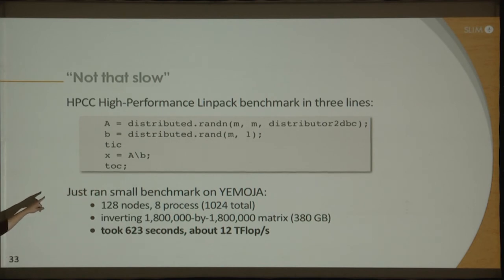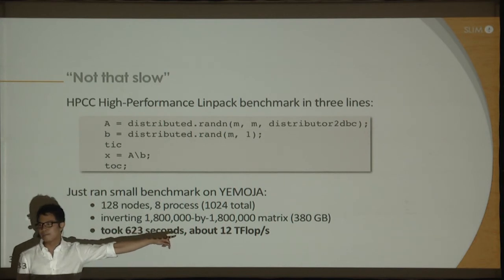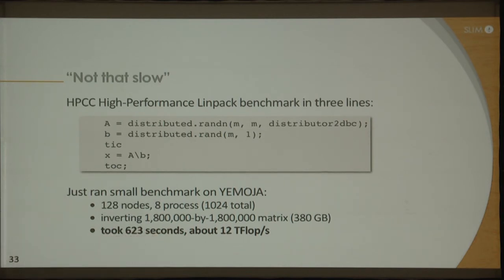That's it. And so I just did this afternoon, on a small benchmark on Emoha, 128 nodes, 8 processes each, 1,024 processes total, inverting a 1.8 million by 1.8 million matrix, which is about 360 gigabytes, or 80, took basically 10 minutes. So that's about 12 teraflops, which is fairly respectable considering this is 3 lines, right?